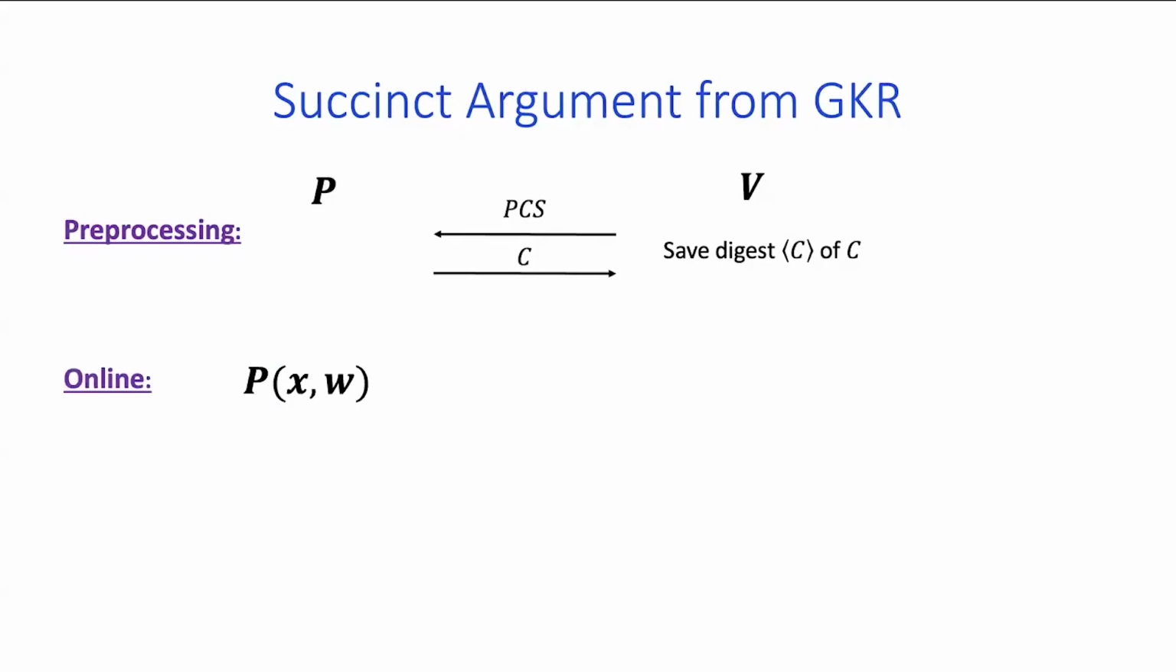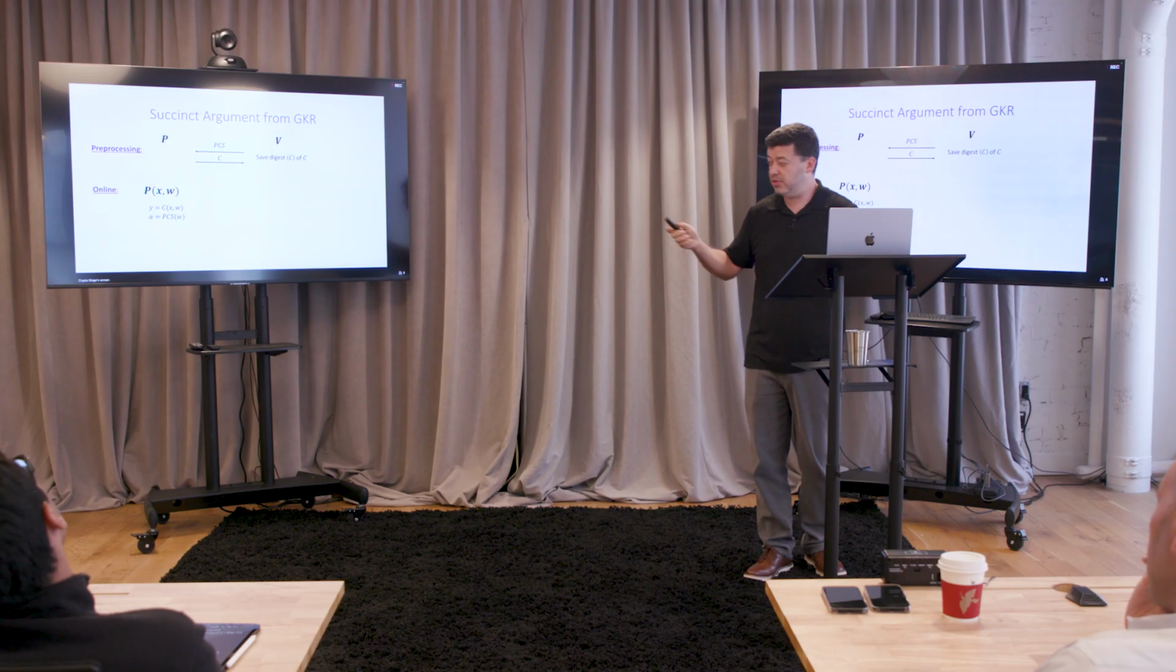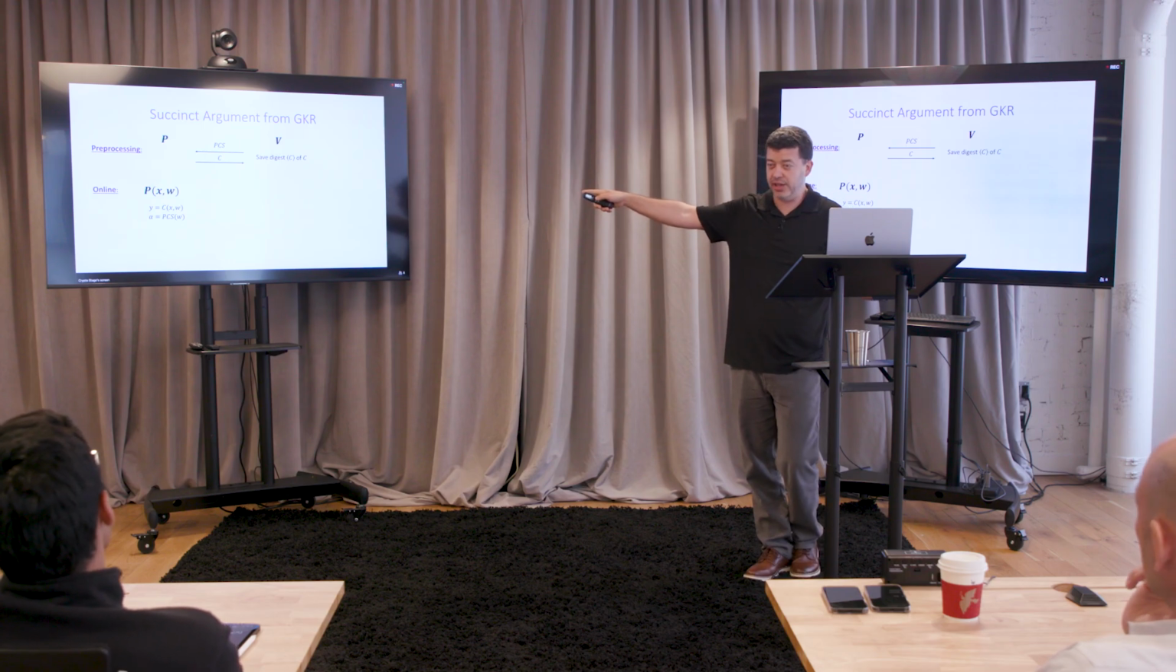So now the prover gets the input statement x and the witness w, and the verifier gets x. What do we do? Well, first of all, I, as an honest prover, will evaluate the circuit. I get the result y, and that's my claim. My claim is that the output of the circuit is y. And I'll also compute a PCS hash of w, right?